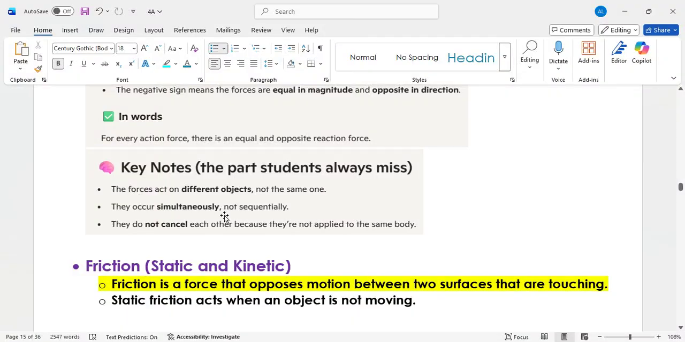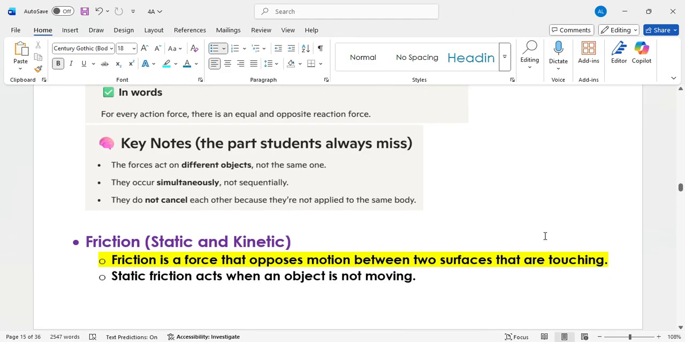Most of the questions that may be asked will be around this. The forces act on different objects, not the same one. They will try to confuse you because they want to see the logic behind the third law. The forces occur simultaneously and not sequentially. They do not cancel each other because they are not applied to the same body.